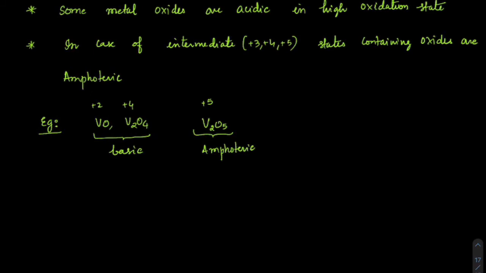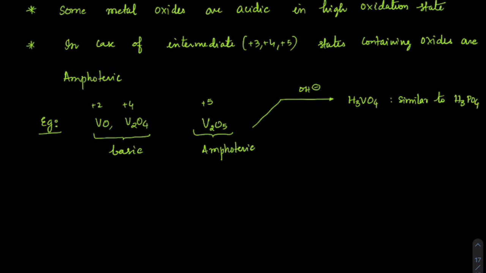I guess that point is clear. Now, how it is showing amphoteric behavior, you can check it out. If you treat that with OH minus, it will act like an acid and becomes H3VO4, similar to H3PO4.